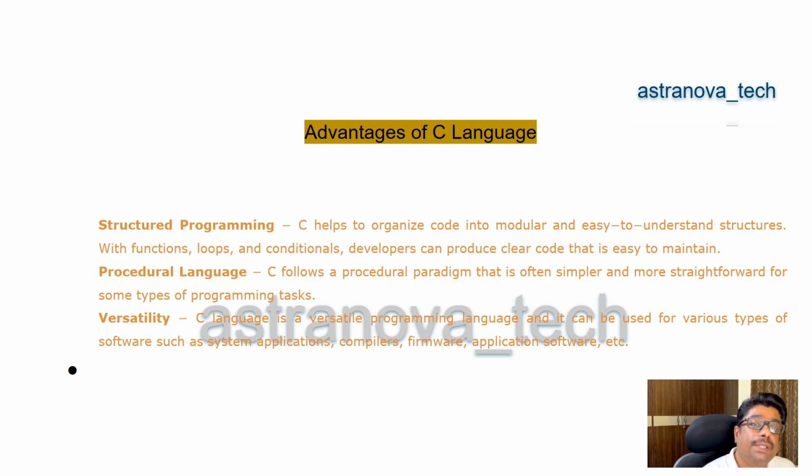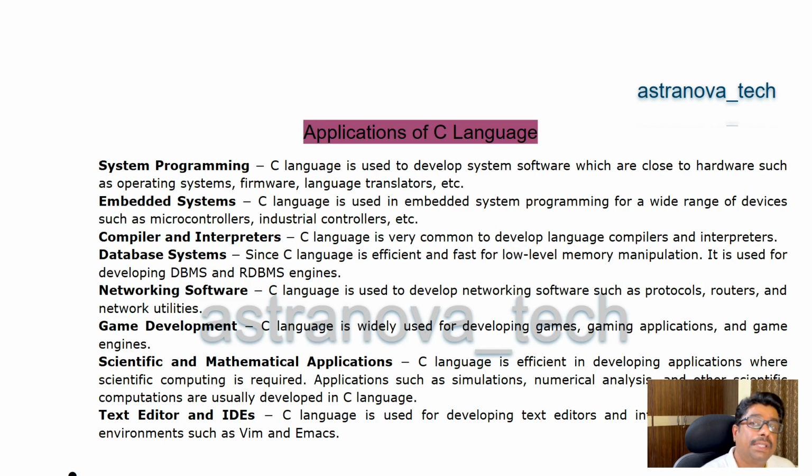So we can go to the next, applications of C language. System programming is one of the applications. Embedded systems: C language can be used for embedded system programming for a wide range of devices, such as microcontrollers, industrial controllers, etc., because of its proximity to the hardware.